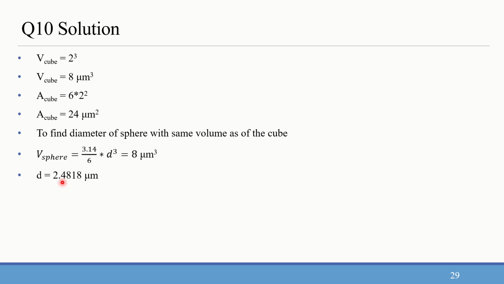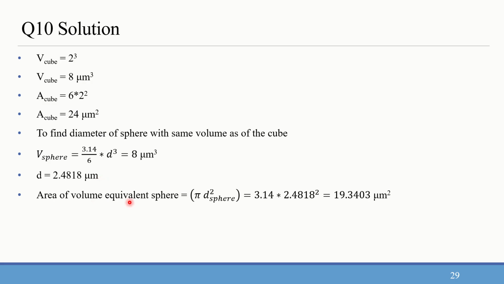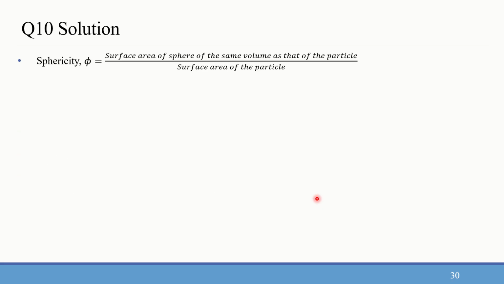So pi by 6 d cube is equal to 8 micrometer cube, and if we take 8 into 6 divided by 3.14 to the power of 1 by 3, it is 2.4818 micrometer. The area of the volume equivalent sphere is pi d square, which is 3.14 into 2.4818 square, which is 19.34 micrometer square.